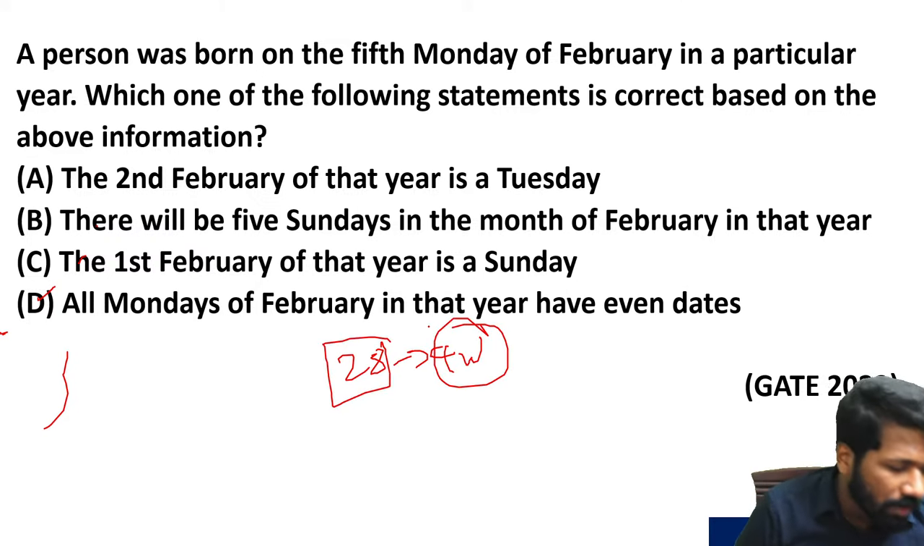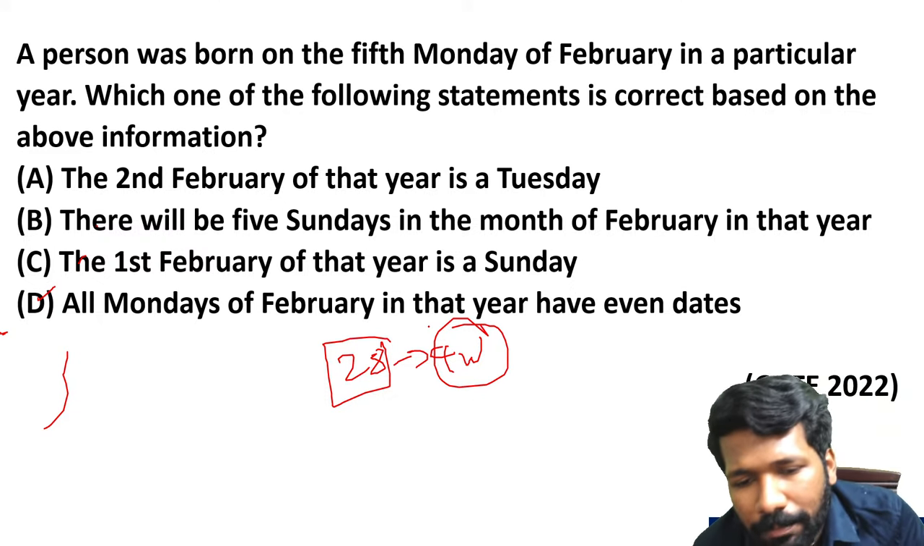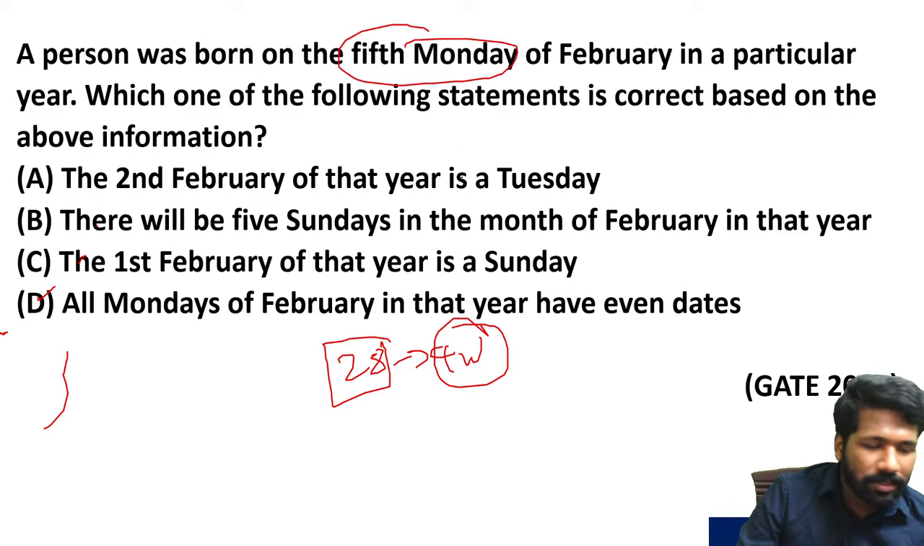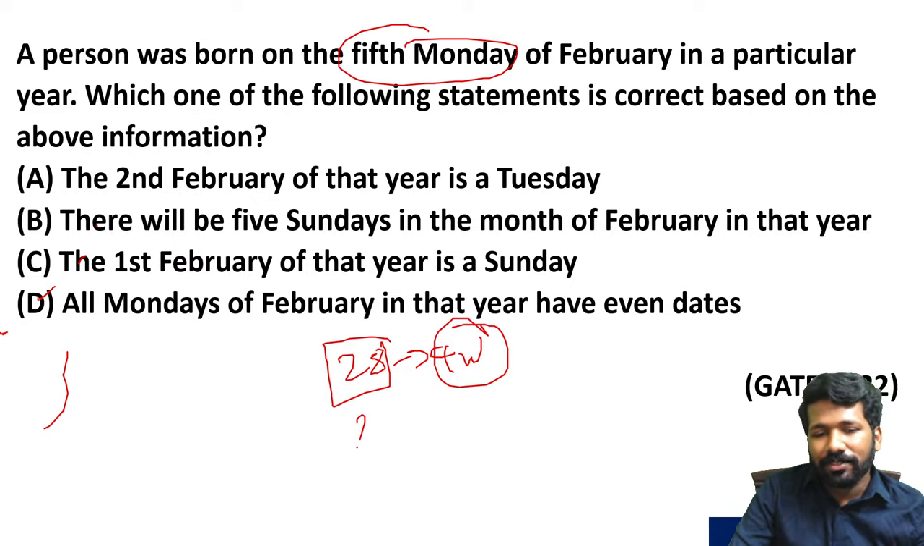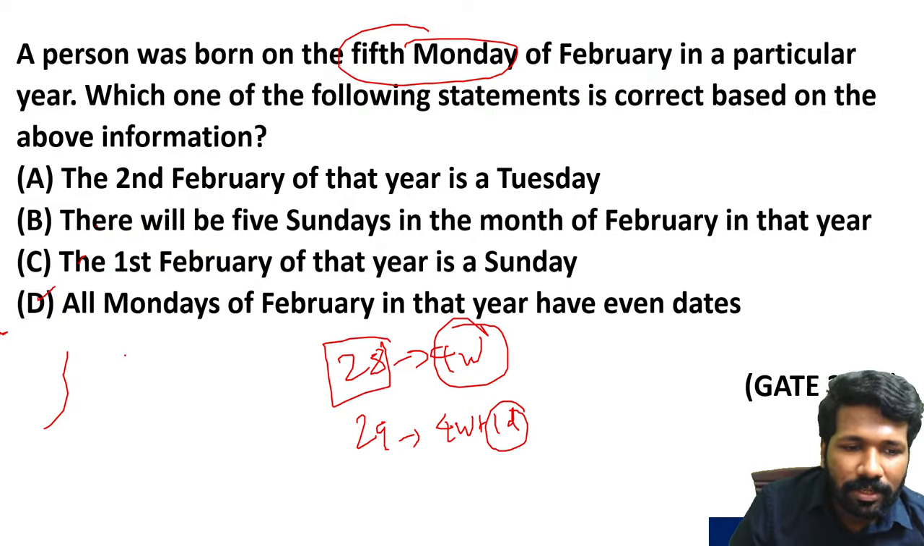That means Monday will be 4 in number, Tuesday will be 4 in number, Wednesday will be 4 in number, up to Sunday will be 4 in number. So Monday to have 5 numbers, for that 28 days is not enough, 29 days should be there. So that 4 weeks and 1 extra day, that 1 extra day should be a Monday. That means Feb 1 also should be Monday. That is what indirectly the question is saying.